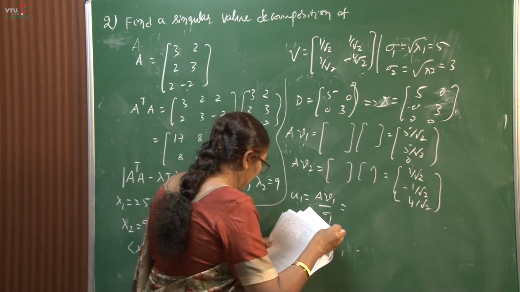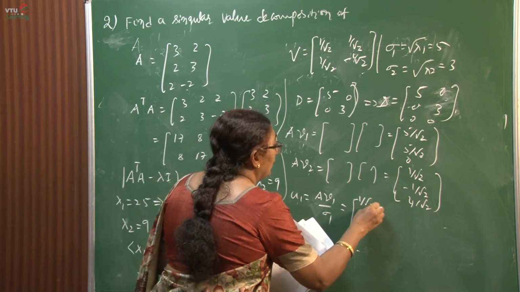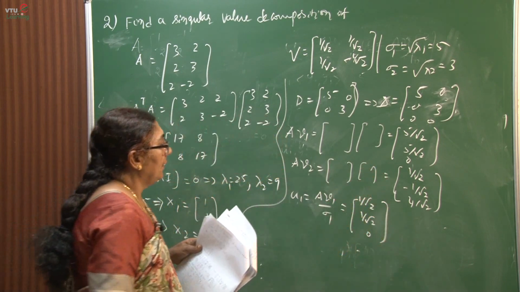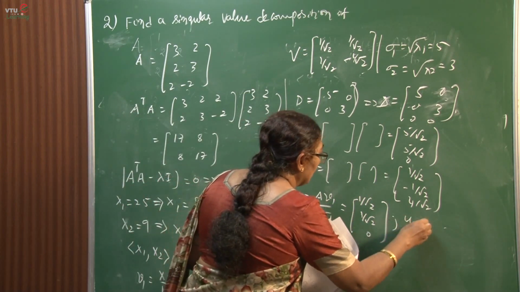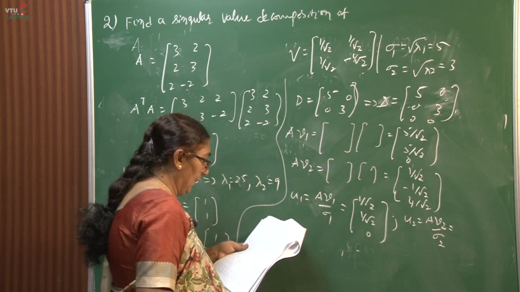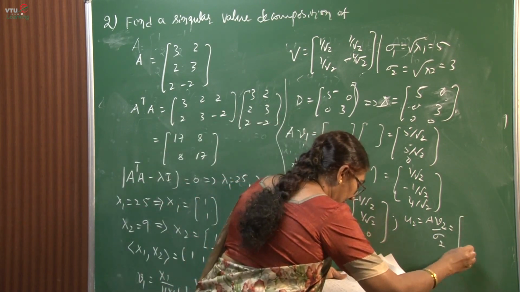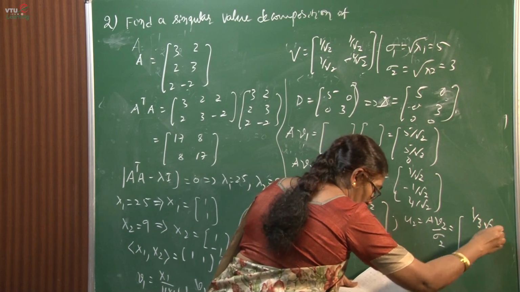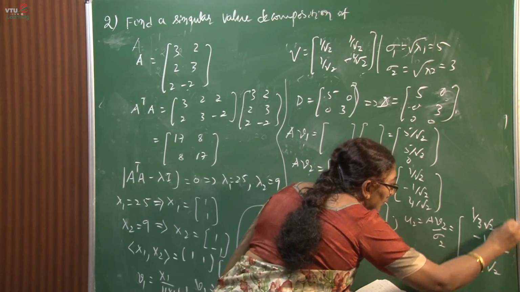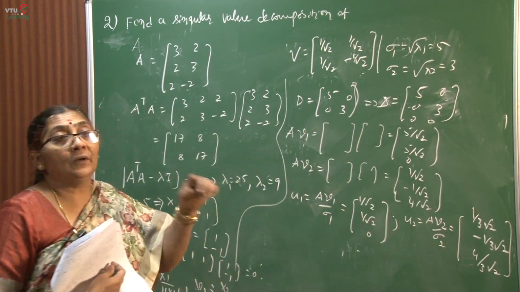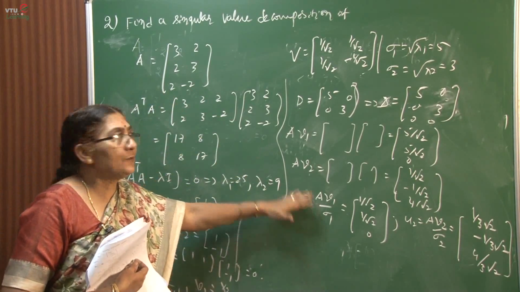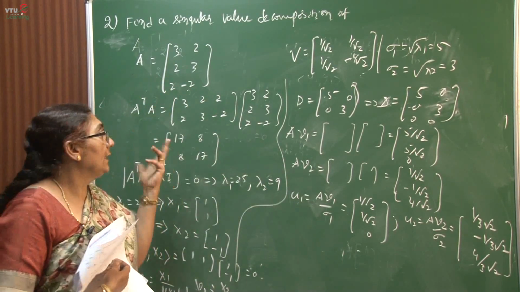AV1 divided by sigma 1, dividing by 5, gives U1 as 1 by root 2, 1 by root 2, and 0. Similarly, U2 is AV2 divided by sigma 2, where sigma 2 is 3. Once you divide and simplify, we get U2 as 1 by 3 root 2, minus 1 by 3 root 2, 4 by 3 root 2. But we need one more. How many rows do you have? 3 rows. The number of unit vectors must equal the number of rows of the given matrix.